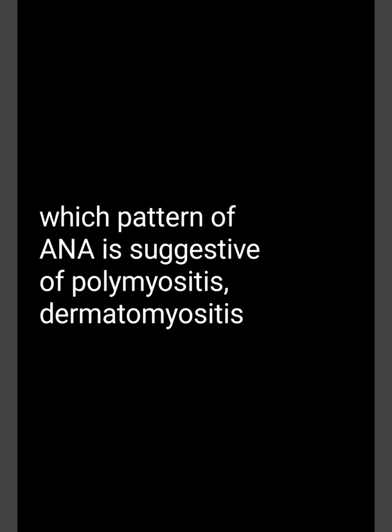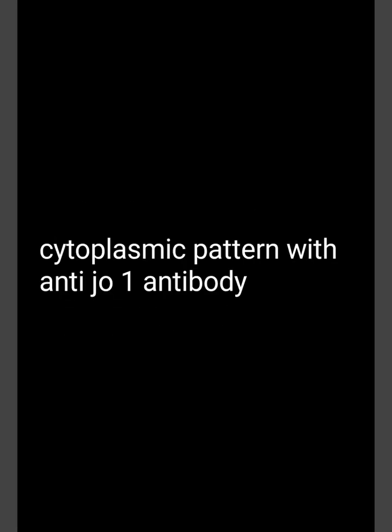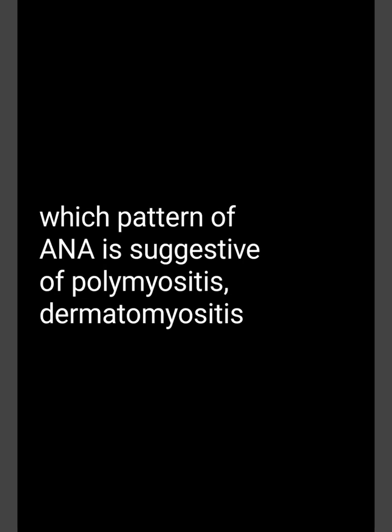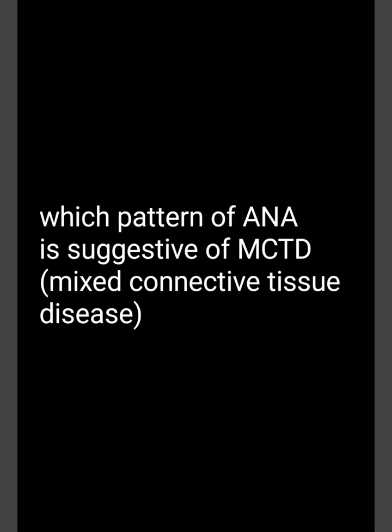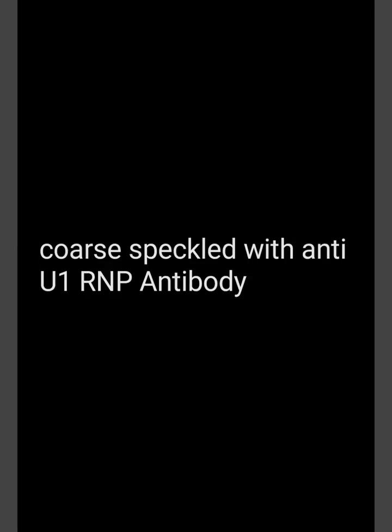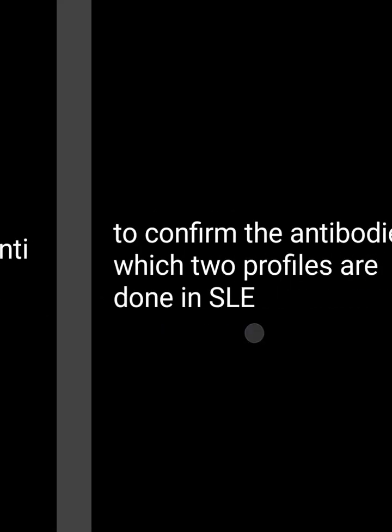Which pattern of ANA is suggestive of polymyositis, dermatomyositis? Cytoplasmic pattern with anti-Jo1 antibody. Which pattern is suggestive of polymyositis-scleroderma overlap? Nucleolar pattern with PM-Scl antibody. Which pattern is suggestive of MCTD, mixed connective tissue disease? Coarse speckled with anti-U1-RNP antibody.